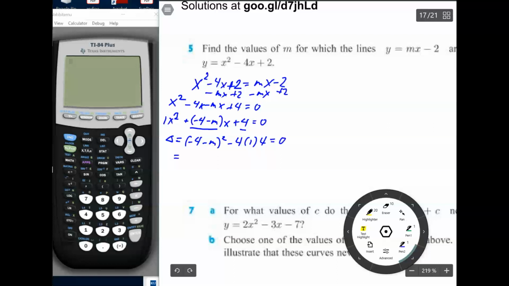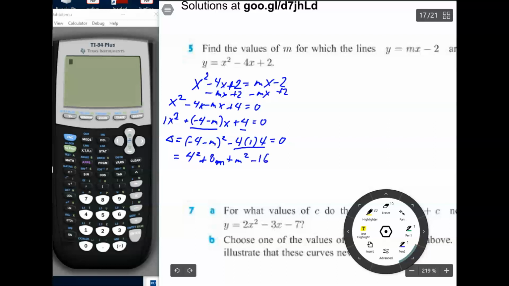Well, let's expand negative 4 minus m squared. So it's equal to 4 squared minus 8. Oh, wait a second. Negative 4 times minus m gives us positive 4m. So actually, the middle term would be plus 8m. And then plus m squared. You can take that really slow, do FOIL on another piece of paper, and make sure that you believe me. And then minus 16.